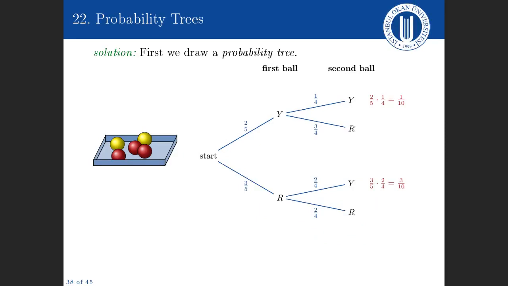Along each one of these branches, we can multiply these probabilities together. So for example, the probability of going yellow, yellow is 2 over 5 multiplied by 1 over 4. That gives us 1 over 10. The probability of going red, then yellow, we do 3 over 5 multiplied by 2 over 4, or 3 divided by 10.